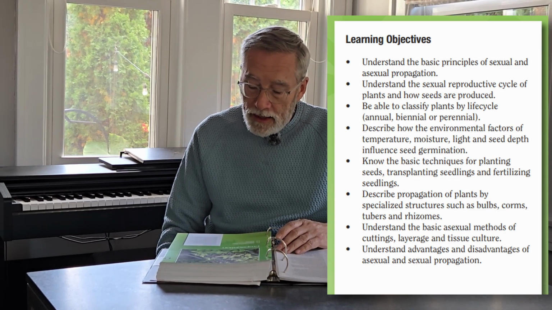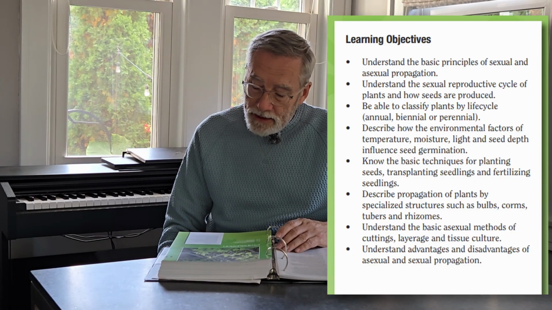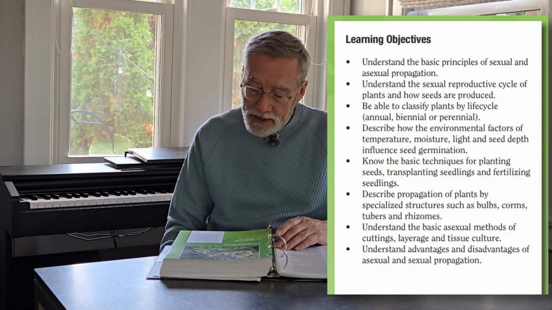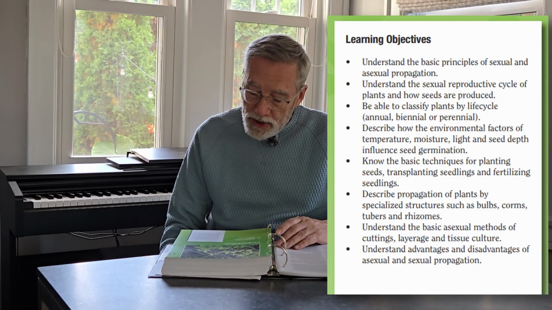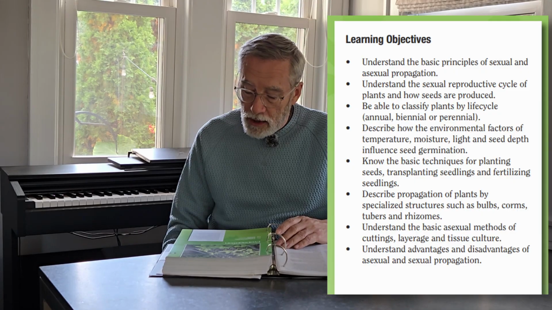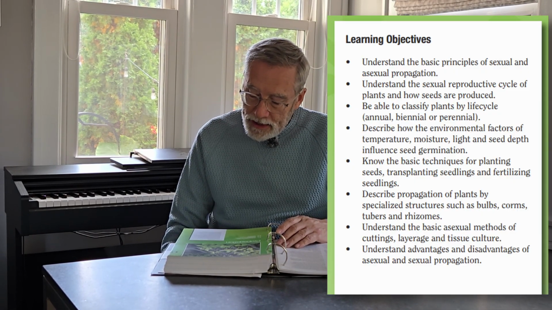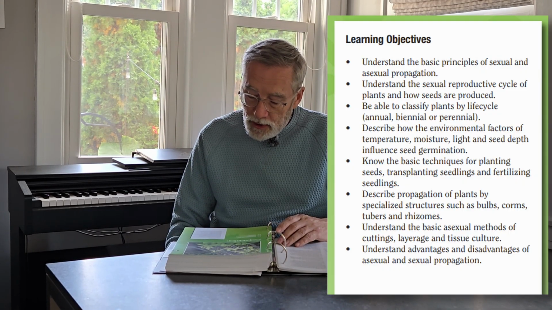describe how the environmental factors of temperature, moisture, light and seed depth influence seed germination, know the basic techniques for planting seeds, transplanting seedlings and fertilizing seedlings, describe propagation of plants by specialized structures such as bulbs, corms, tubers and rhizomes, understand the basic asexual methods of cuttings, layerage and tissue culture, and understand advantages and disadvantages of asexual and sexual propagation.